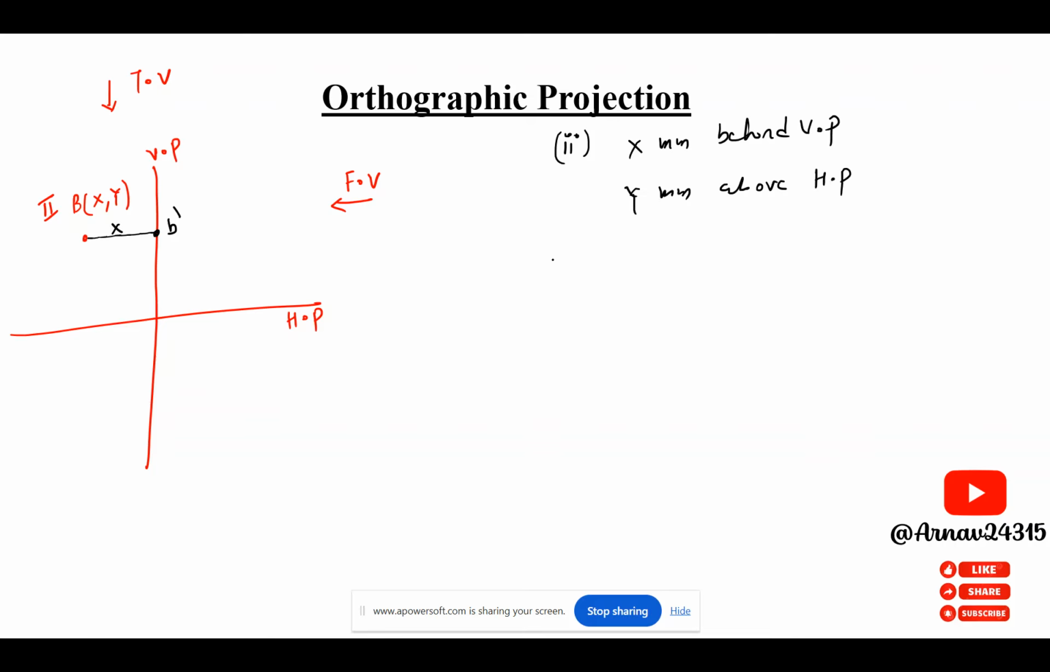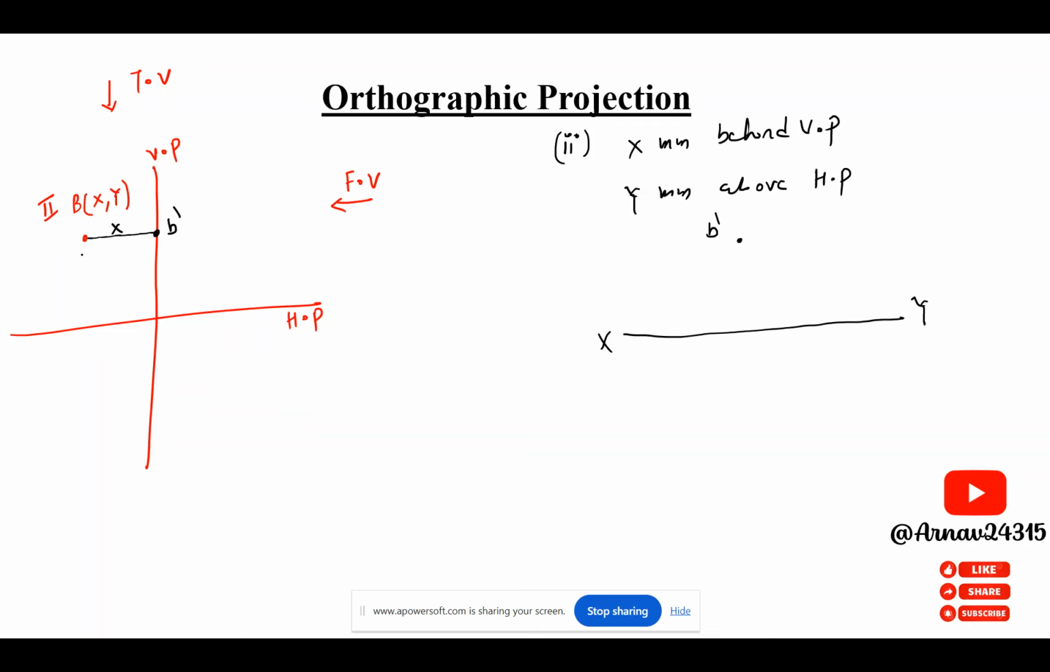Okay, so now you can see, if I'm observing from the front, let's say now I'm observing from the front, so I'll be able to see the projection on the vertical plane. ये हम कहाँ observe करेंगे? Vertical plane में observe करेंगे. Okay, तो now again we need to draw the XY line. So this is your XY line, and from the front you will be able to see the front view of this line.